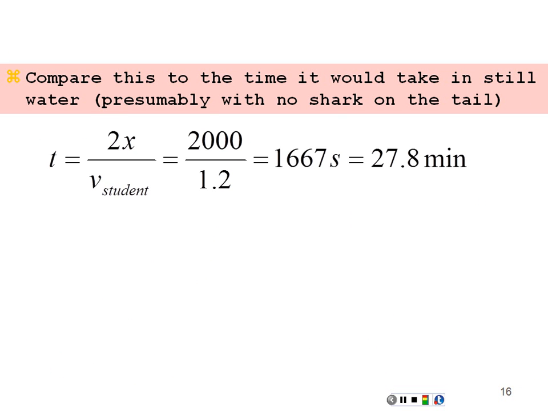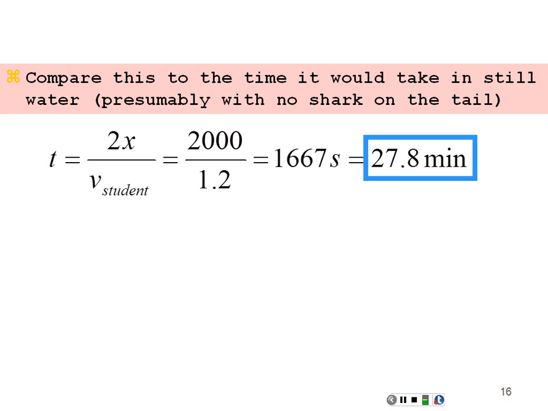If the water were still, we could go there and back again, 2 kilometers, 2,000 meters, at the velocity of the swimmer, 1.2 meters per second. That would be 2,000 meters divided by 1.2 meters per second, which is 1,667 seconds, or 27.8 minutes. So we could complete this journey faster if there was no river going. So even though we went pretty fast downstream, the problem was going upstream, and that slowed us down dramatically.